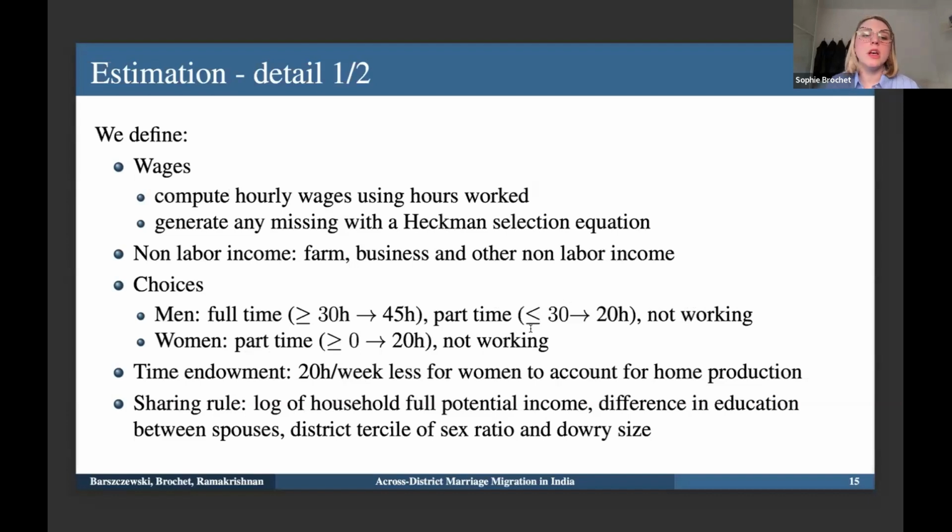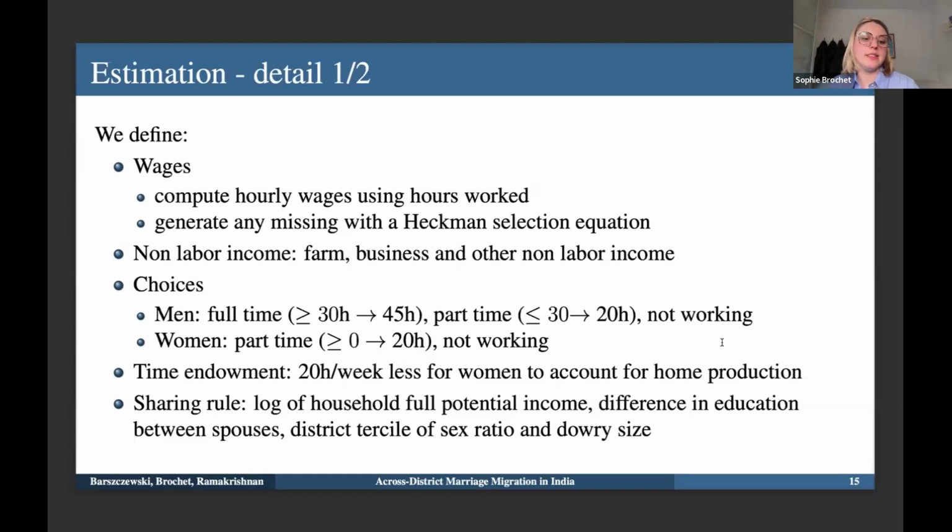So basically these cutoffs were defined based on what we observed in the data distribution of the Indian Human Development Survey. Now, in terms of time management, as you can see, by construction women would have a lot more time than men outside of the labor market, and we did not want that to distort our parameter estimates. So for all women, we removed 20 hours per week from their total time endowments. This is to account for home production.